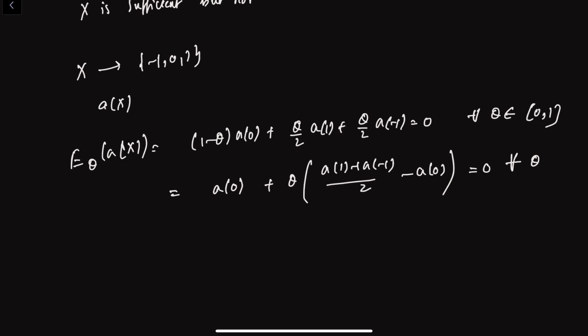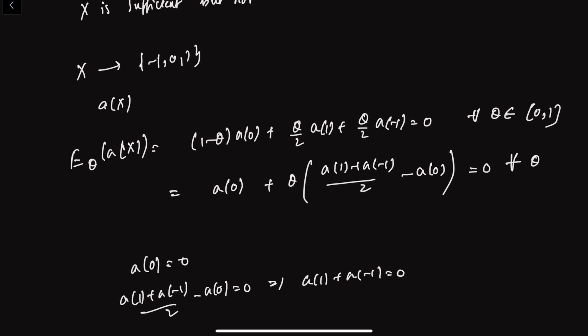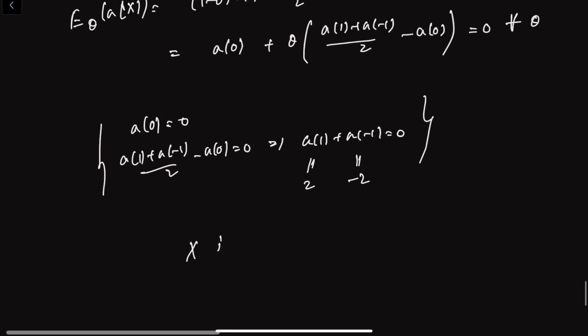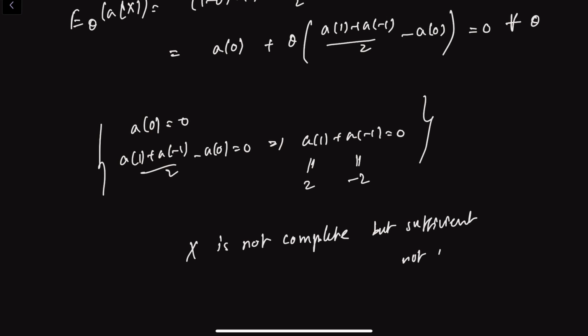This implies the coefficient of the constant term, that is a of 0, is 0, and the coefficient of theta, that is (a of 1 plus a of minus 1) by 2 minus a of 0, is 0. That means a of 1 plus a of minus 1 is 0. So based on these constraints, non-zero choices are allowed. For example, I can take a of 1 as 2 and a of minus 1 as minus 2 and create a function. So a non-trivial function has zero expectation for all theta. That means x is not complete, though it is sufficient, but again not minimal sufficient.